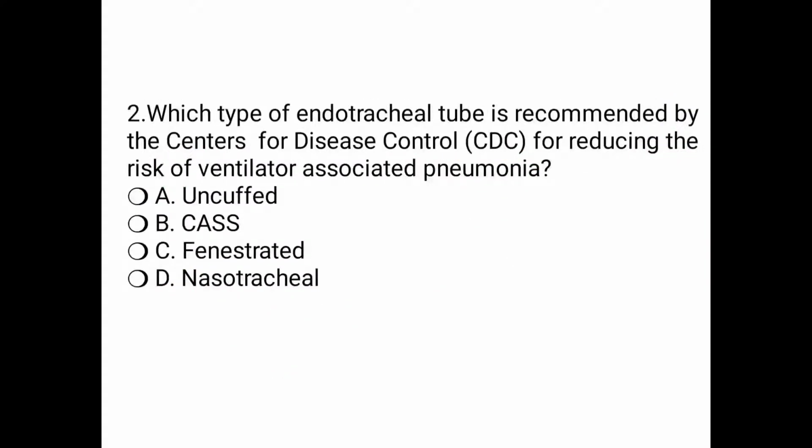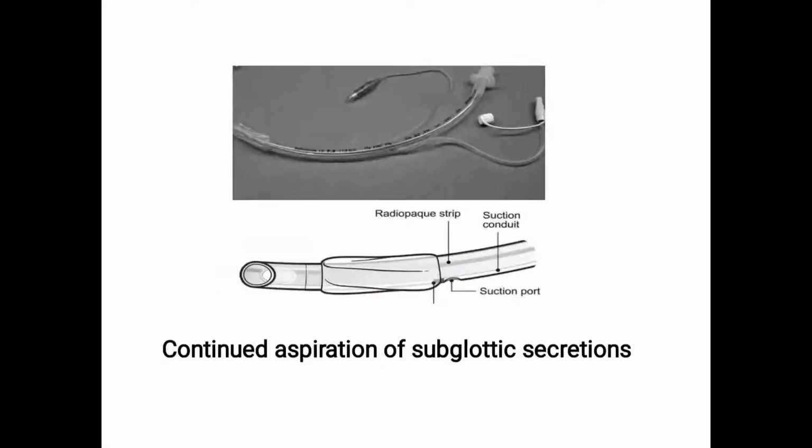Then second question. Which type of endotracheal tube is recommended by the CDC for reducing the risk of VAP, ventilator associated pneumonia? Option A, uncuffed. Option B, CASS. Option C, fenestrated. Option D, nasotracheal. The correct answer is B, which means continued aspiration of subglottic secretion.